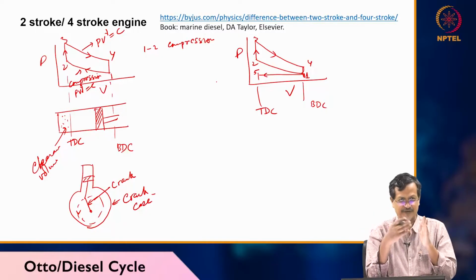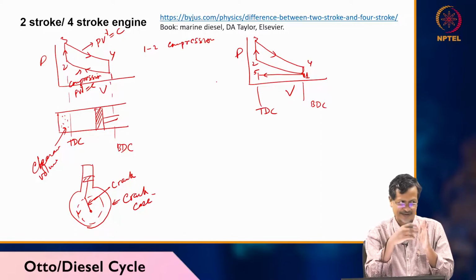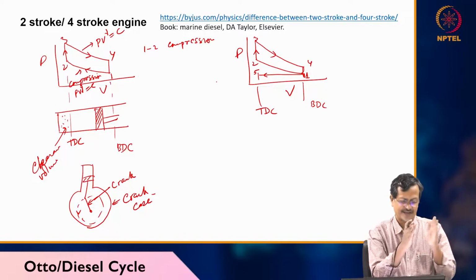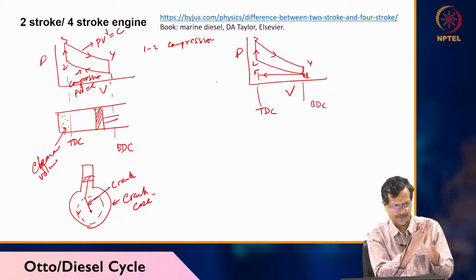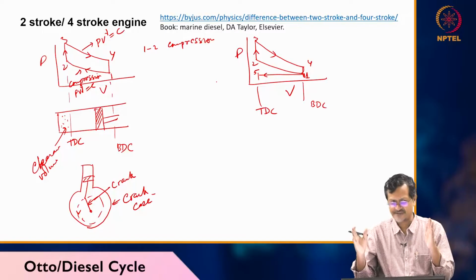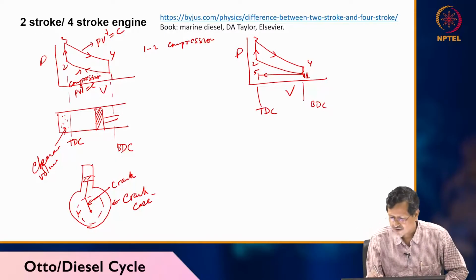At that time you are not creating any pressure. Atmospheric pressure is there, so you are creating a small low pressure, so the mixture will be entering into the cylinder. Okay, so 5 to 6 again.